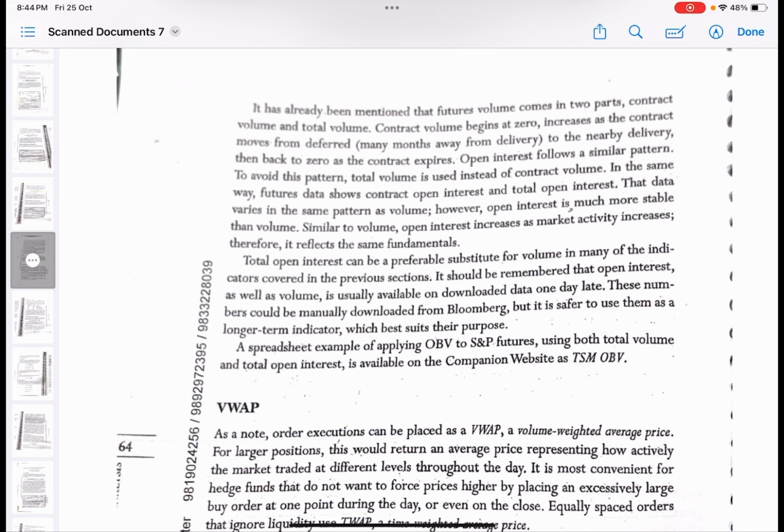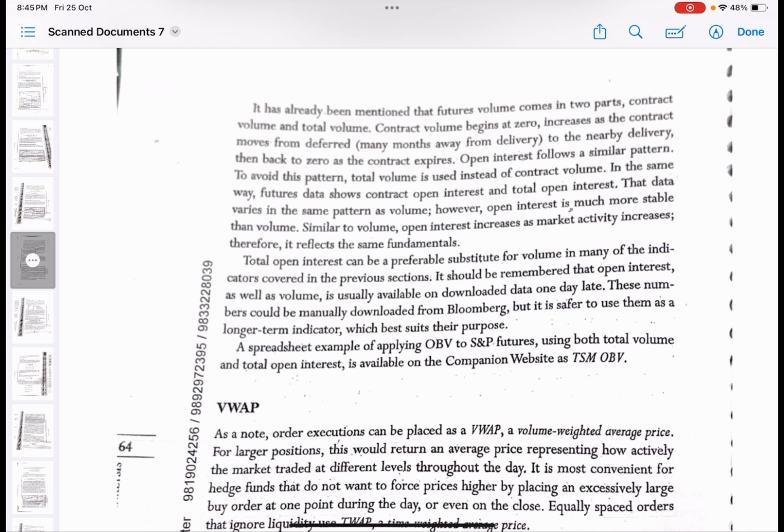Open interest also follows a similar pattern. To avoid this pattern, total volume is used instead of contract volume. In the same way, futures data shows contract open interest and total open interest, and the data varies in the same pattern as volume. However, open interest is much more stable than volume. Similar to volume, open interest increases as market activity increases. Therefore, it reflects the same fundamentals. So open interest is more reliable as compared to volume, all right? And total open interest can be a preferable substitute for volume in many of the indicators.